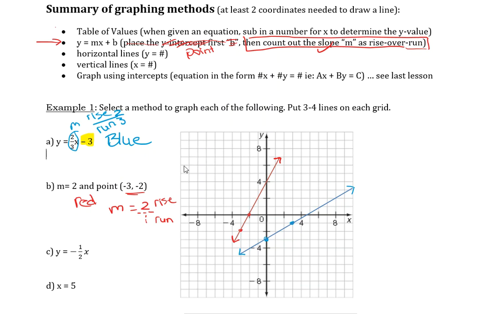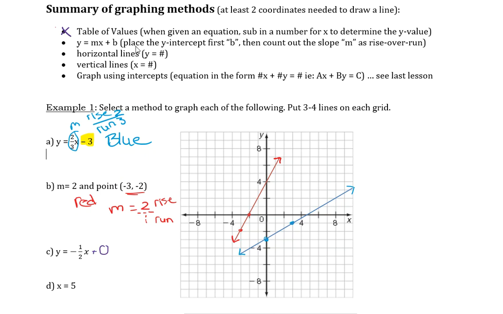So there's our second line. Our third line is C. Remember the question said to put 3 or 4 lines on each grid, so we're going to put all 4 of these on this grid. What format is this? It's certainly not a table of values, but it looks like it might be. It looks like it might be y equals mx plus b, and it is. It's just that the b value here is actually a 0. So our y-intercept is 0.